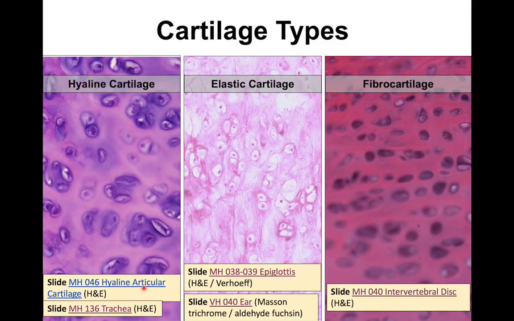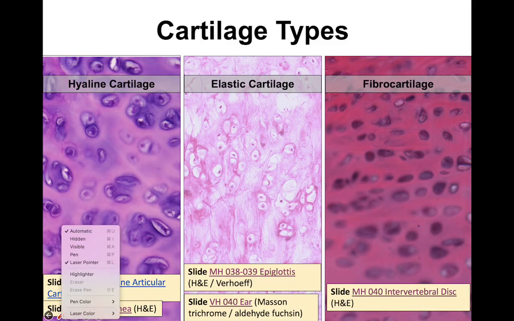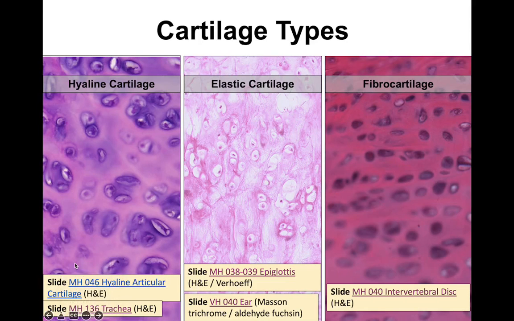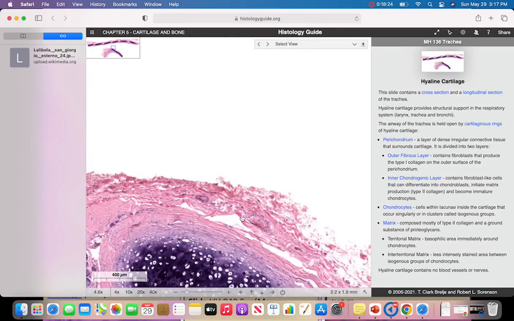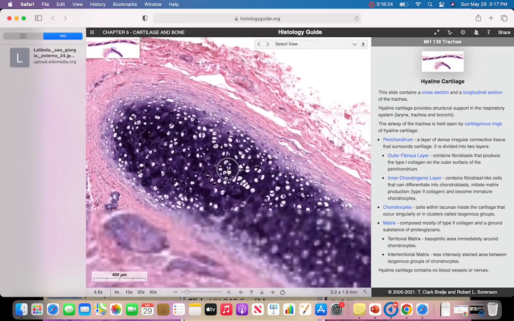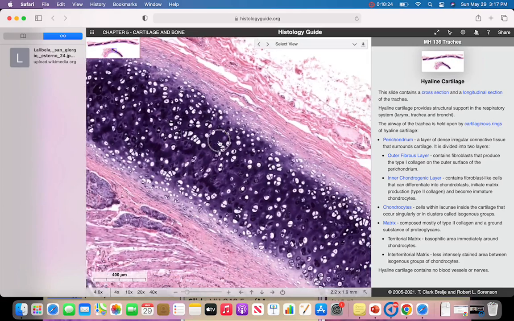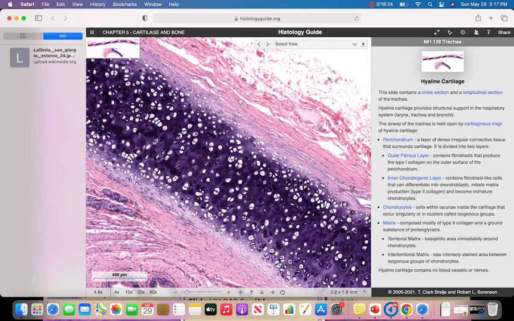So now let us see some slides from our virtual slide box. First let us see trachea. This is the longitudinal section and this is the transverse section of trachea. Let's zoom in and see the transverse section of trachea. As you see here, externally it's surrounded by perichondrium. So this is the perichondrium.